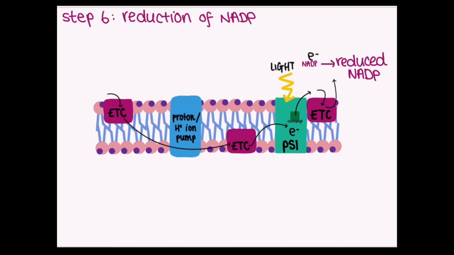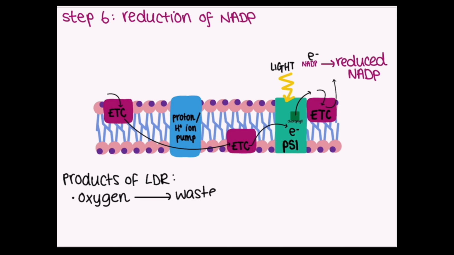Just a little bit of a recap then about the products of the light-dependent reaction. So we've got oxygen, our first product that was produced during the photolysis of water. Now, oxygen is considered to be a waste product of photosynthesis, so it will diffuse out of the stomata and be released by the plant cell.